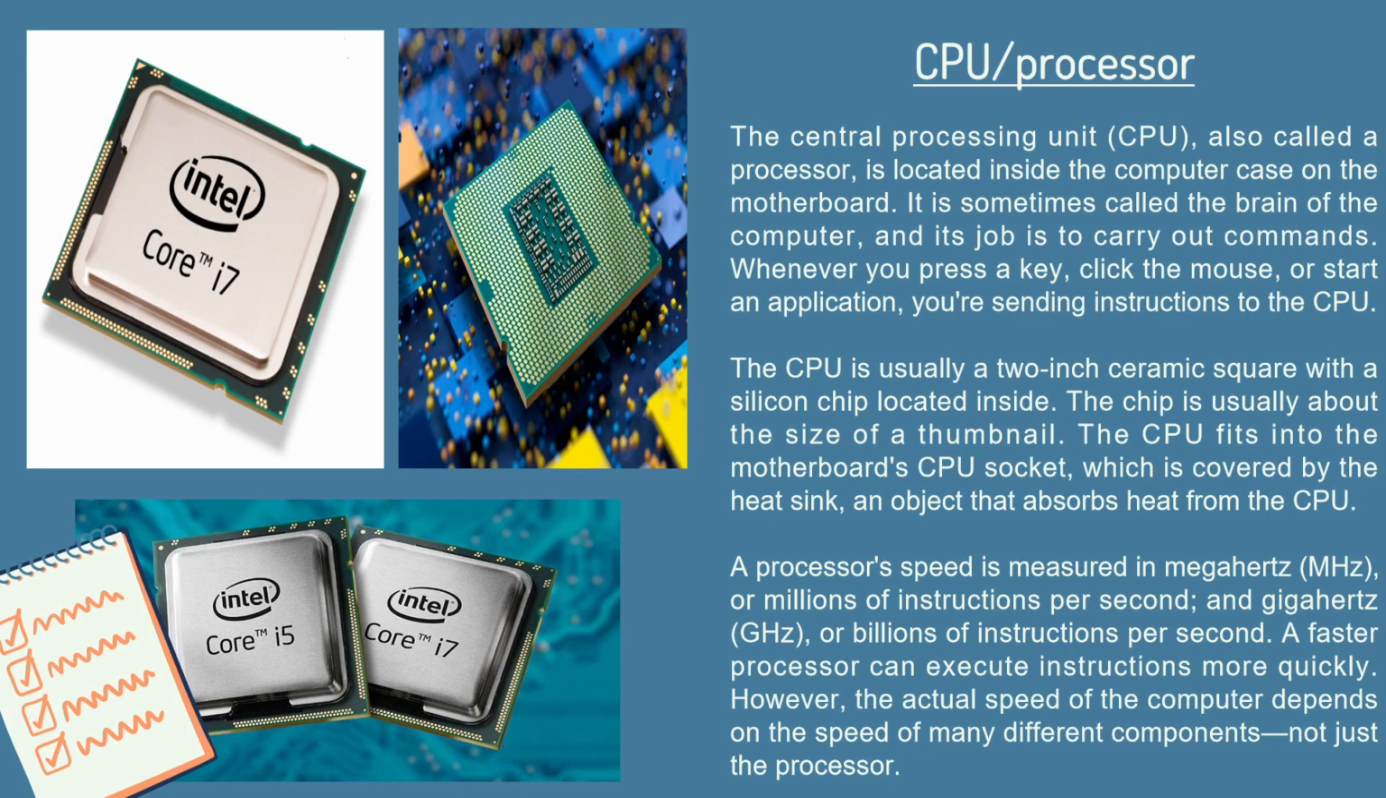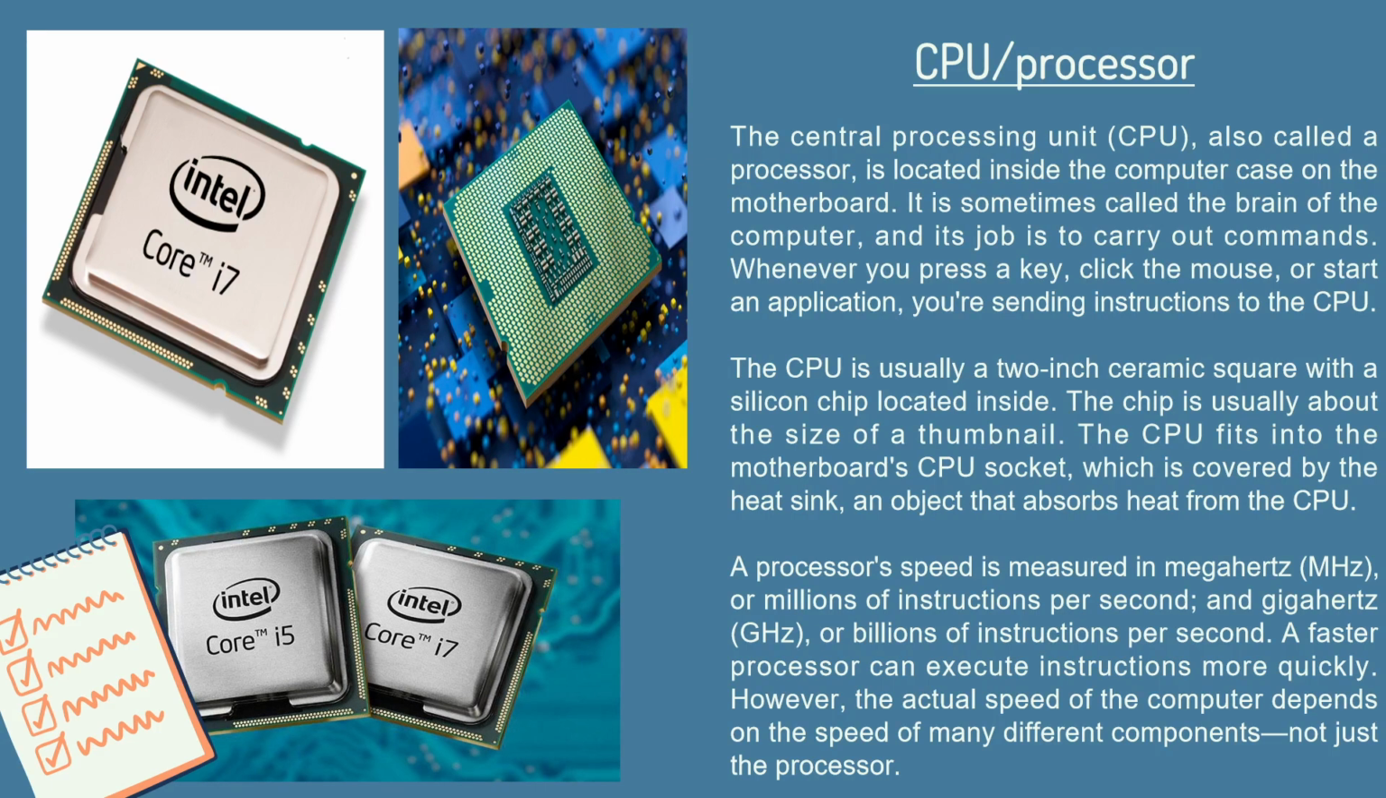The second is CPU or processor. The central processing unit, CPU, also called a processor, is located inside the computer, cast on the motherboard. It is sometimes called the brain of the computer, and its job is to carry out command. Whenever you press a key, click the mouse, or start an application, you are sending instruction to the CPU. The CPU is usually a 2-inch ceramic square with a silicon chip located inside. The chip is usually about the size of a thumbnail.